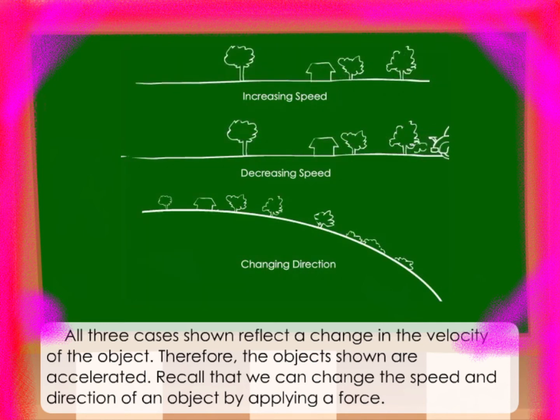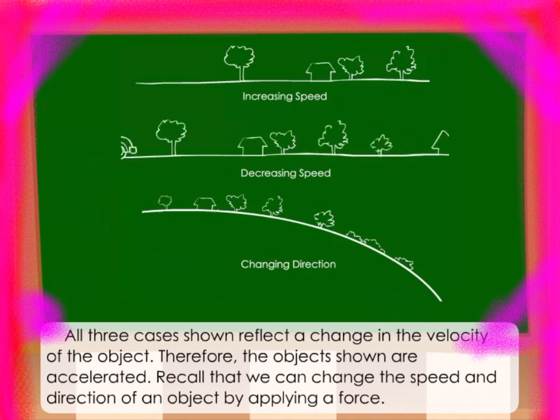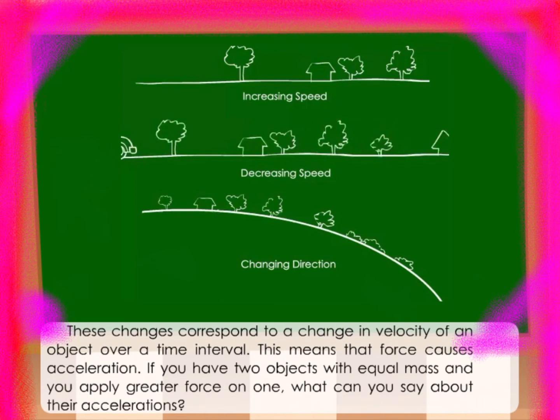Recall that we can change the speed and direction of an object by applying a force. These changes correspond to a change in the velocity of an object over a time interval. This means that force causes acceleration. If you have two objects with equal mass and you apply greater force on one, what can you say about their accelerations?